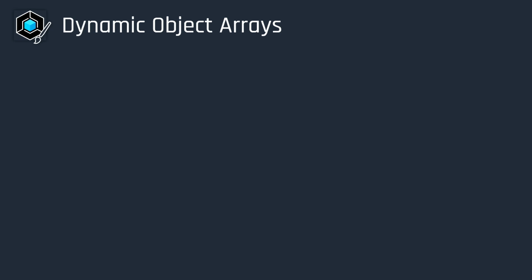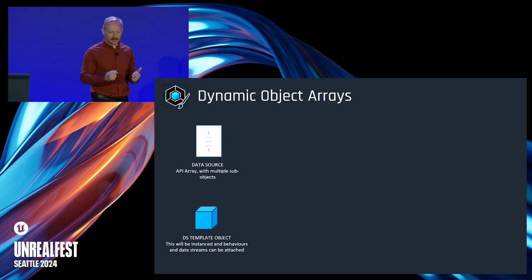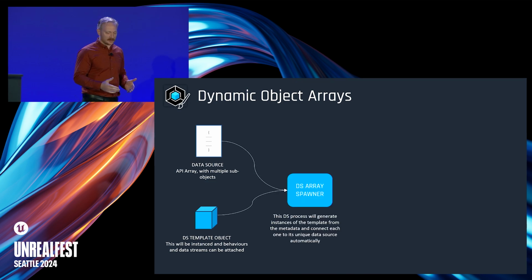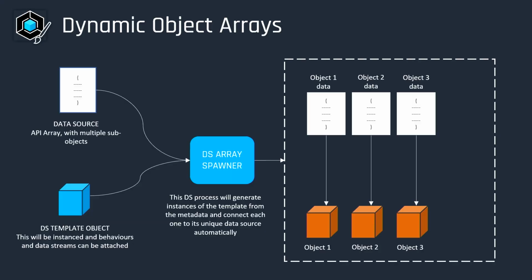A powerful feature of Datasculpt is the dynamic array spawner. So if you have an array of data objects and an object which you want to use as a template to be instanced from, with each instance driven by a different data object in that array, you can use the array spawner behavior, and this allows you to generate instance objects from a data object array.